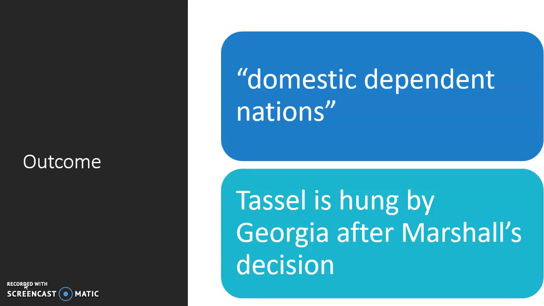The outcome of this is that the Supreme Court didn't actually rule then that they had jurisdiction, but they did hand down, much like Marbury versus Madison, this idea of domestic dependent nations. So shortly after this case, Tassel, the Cherokee who murdered another Indian on Cherokee land, was actually hung by Georgia. And what happens a lot during this time is that there is some disparity between what happens in the Supreme Court and the outcomes that happen as a result of them within states.